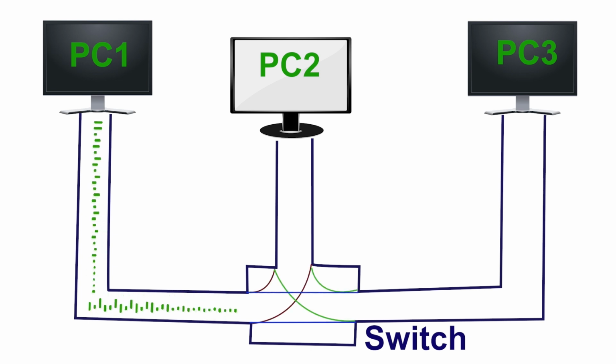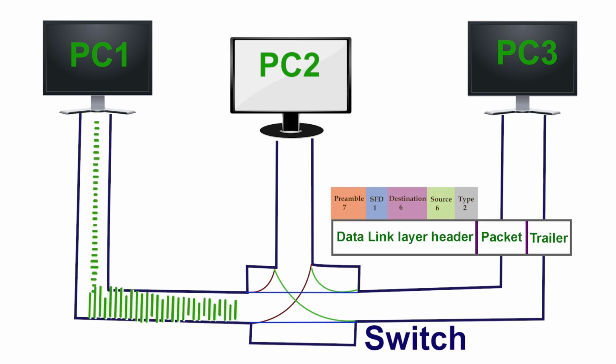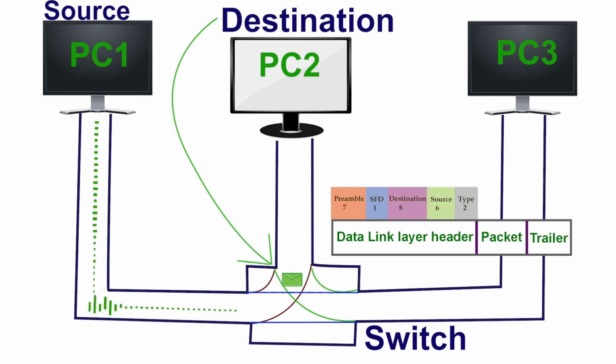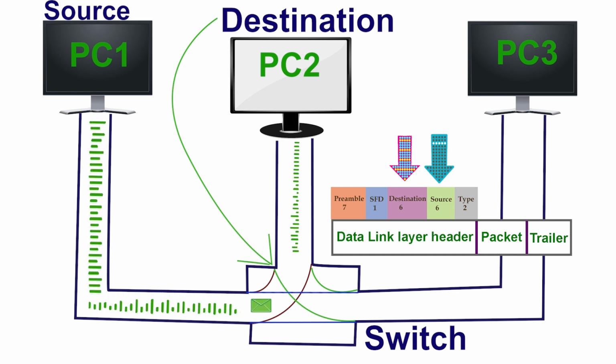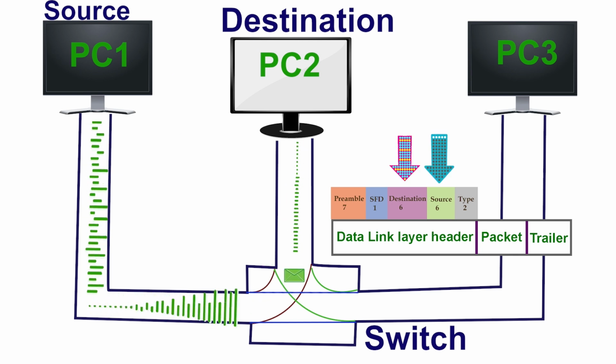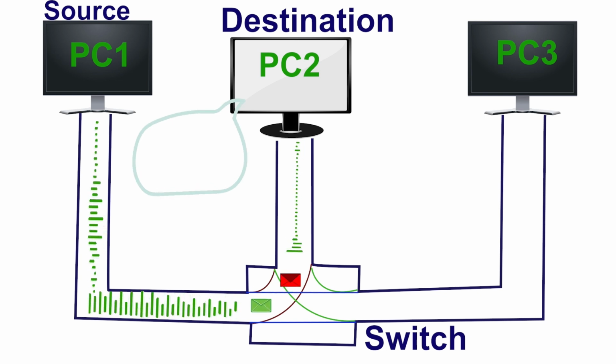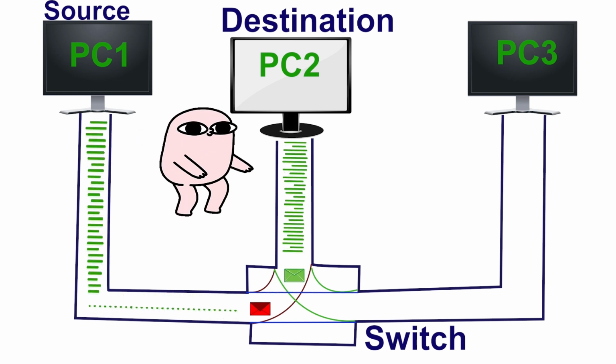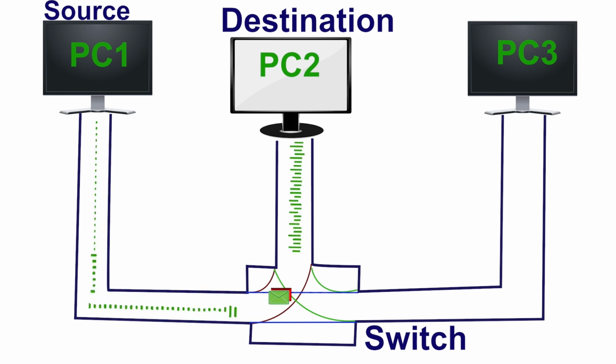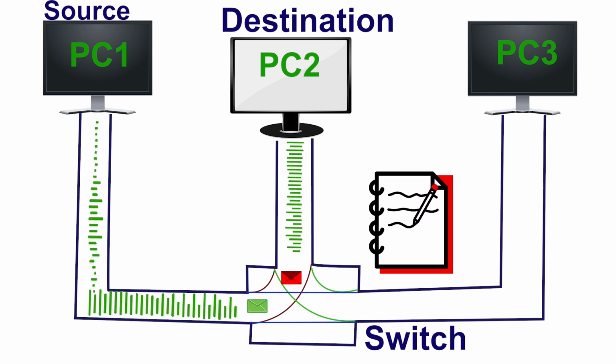When it receives incoming signals, it converts them into frames and forwards them only from the port connected to the destination. It uses the source and destination address of the frame to make forwarding decisions. If PC2 wants to reply, it can start responding immediately. It does not need to wait until PC1's transmission is over. We will learn more about this in upcoming videos.